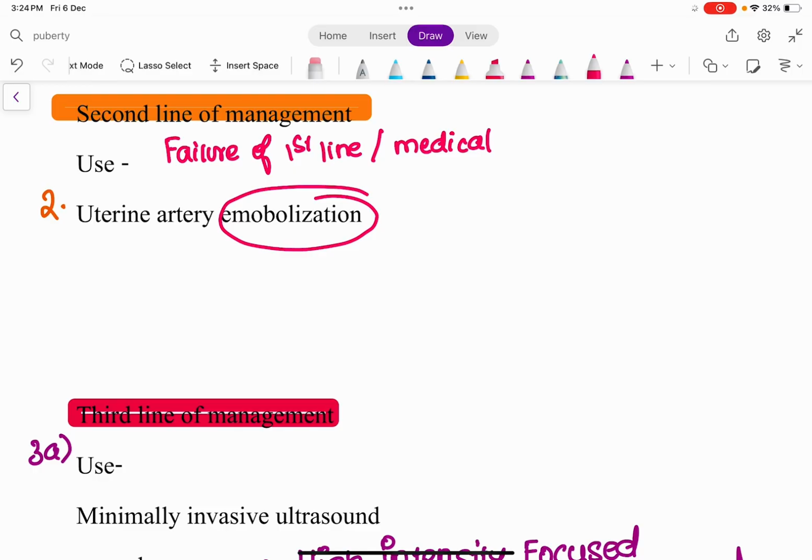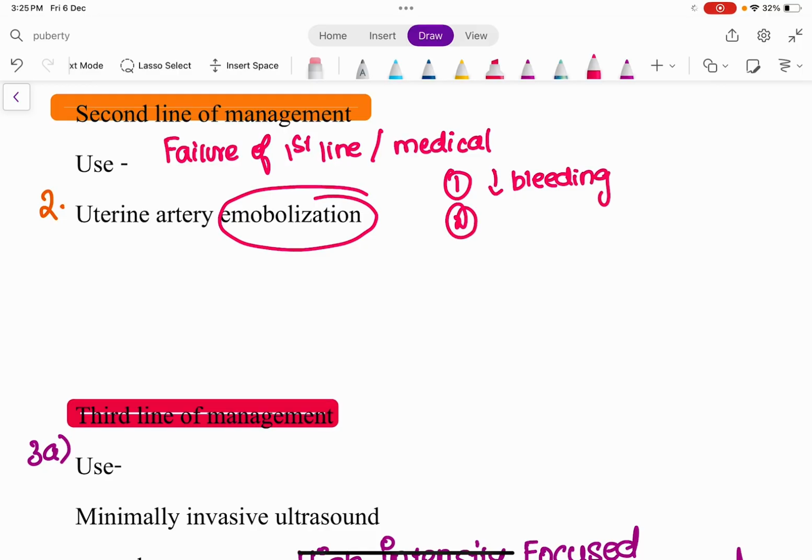As we all know, the uterine artery is the anterior division of the internal iliac artery, which supplies the entire uterus. So to decrease the amount of bleeding, you have to embolize the uterine artery. This can be achieved with the procedure of uterine artery embolization, which is the second line of management. The first aim is to decrease the amount of bleeding in that female, and at the same time, the blood supply to the fibroid is going to be decreased.